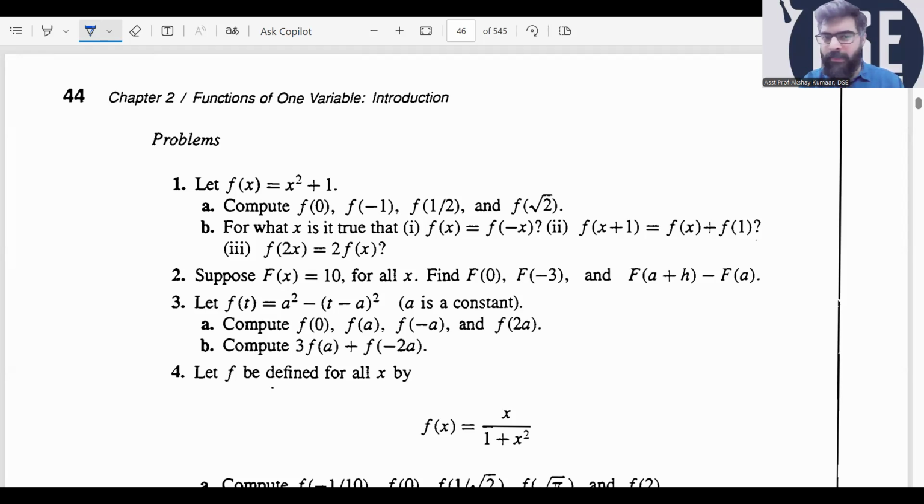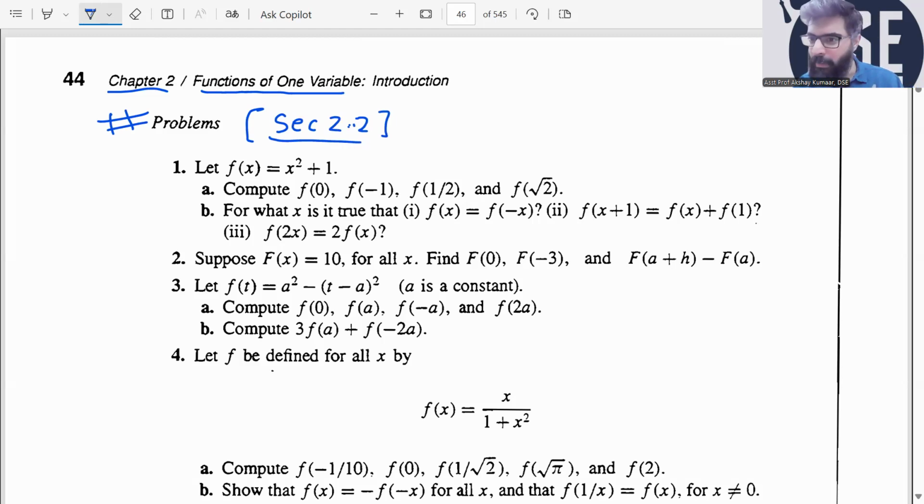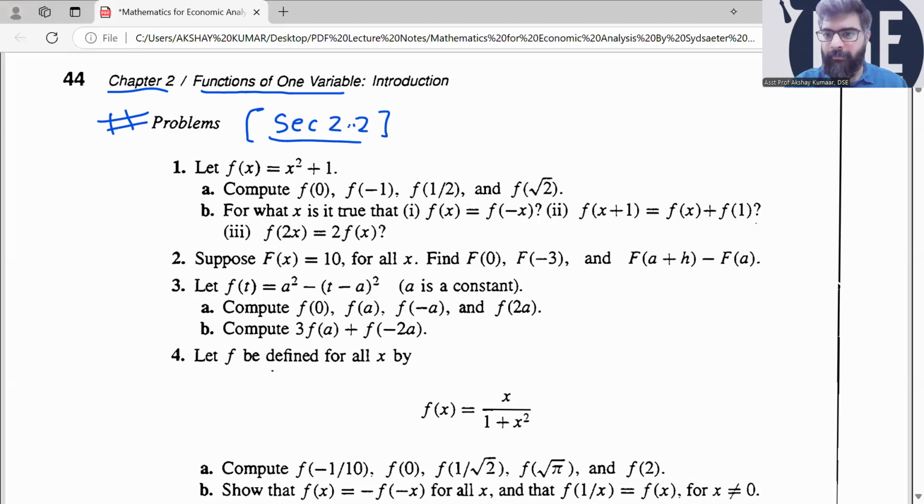Okay, on your screens, students can see chapter 2. The name of the chapter is functions of one variable. This is the first practice problem exercise of the book, from section 2.2. So in this lecture, I'm going to solve some of the initial problems from this section based on functions of one variable. Okay, so let's start with the discussion of this practice lecture.